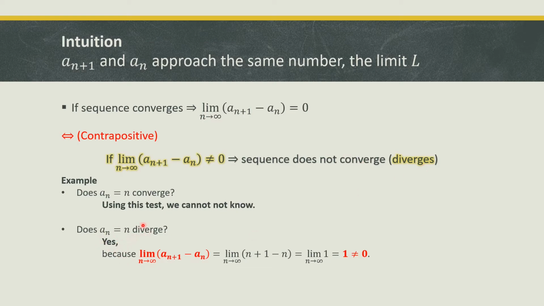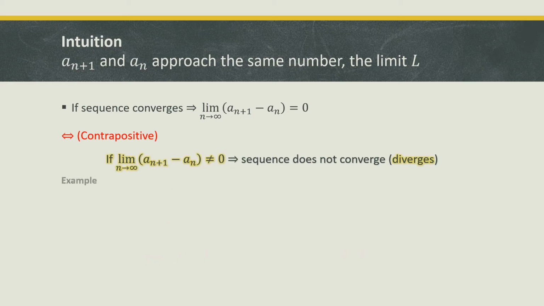And because we now know it diverges, it does not converge, because divergence is just the opposite of convergence. So if it does not diverge, it converges, and if it does not converge, it diverges. So in this case, it diverges, and therefore, it does not converge. Now let's take another example.